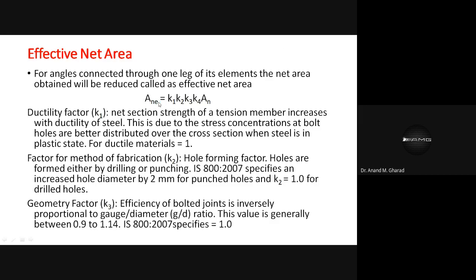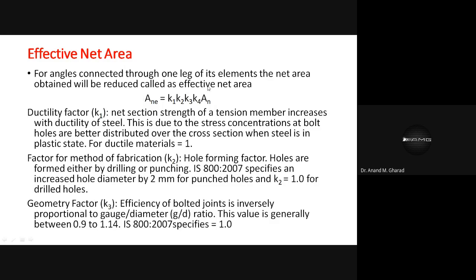So this point has been well taken care of by the IS code, and you will see that this net area value, whatever has been defined in the IS code, you will all the time come across this term which is known as the net area, which is also known as the effective net area.